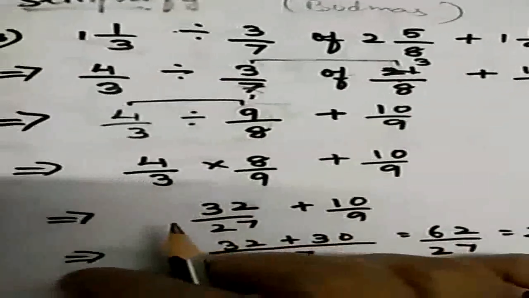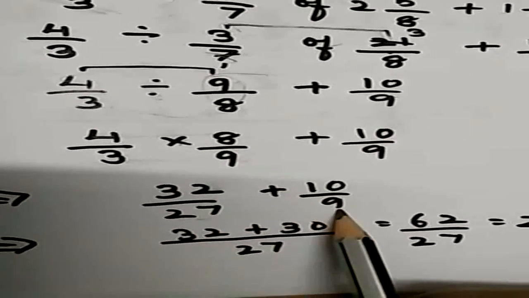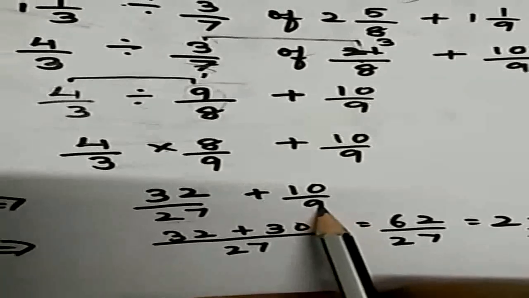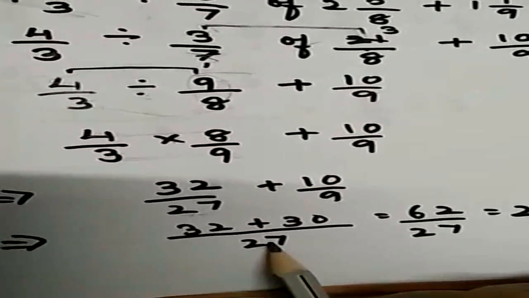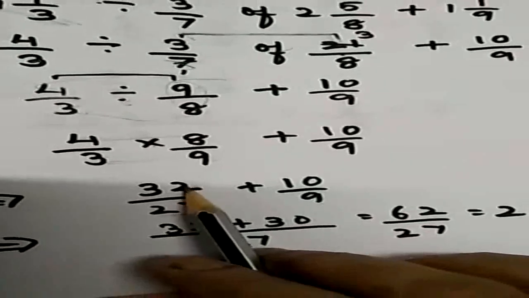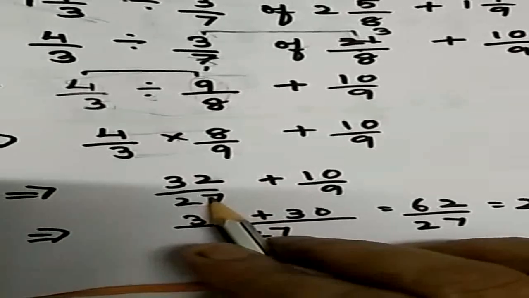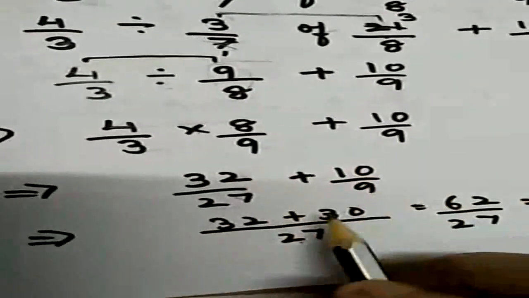Now, next what you will do, you will take the LCM. What is the LCM of 9 and 27? You know 27 comes in the 9 table, so you will take 27 as the LCM. Now 27 divided by 27 is 1. 1 into 32 is 32. You divide by the denominator, and whatever answer you get, you multiply with the numerator.